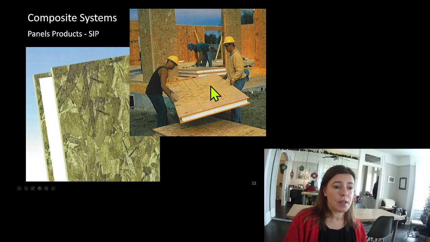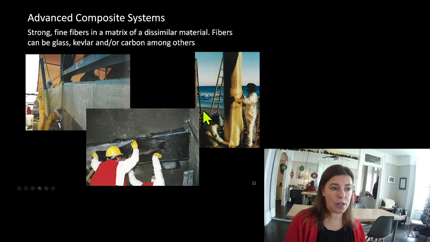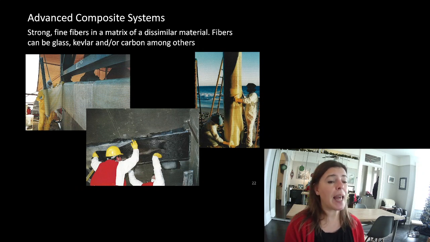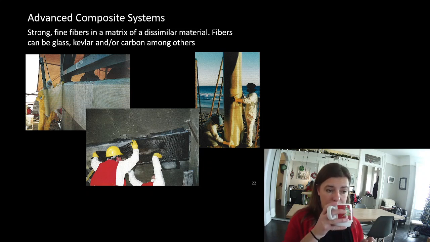SIP panels. So these are wood top plate, wood bottom plate with basically insulation glued in between there. What makes this composite is that this plywood is glued to the insulation and the bottom plywood is glued to the insulation. We can get into really advanced composite systems.